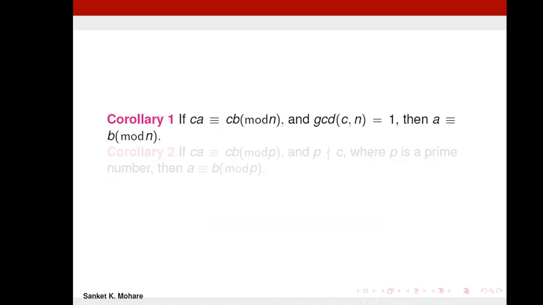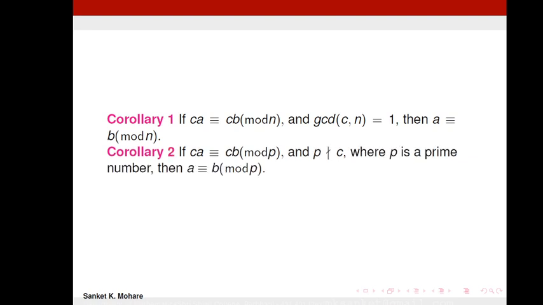Next, the first corollary: if CA is congruent to CB modulo n and GCD of C comma n is equal to 1, then A is congruent to B modulo n. Second corollary: if CA is congruent to CB modulo P and P does not divide C, where P is a prime number, then A is congruent to B modulo P. So this is obvious.